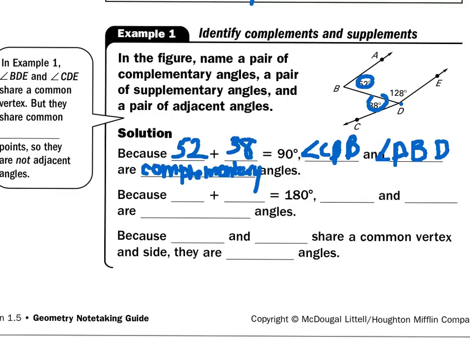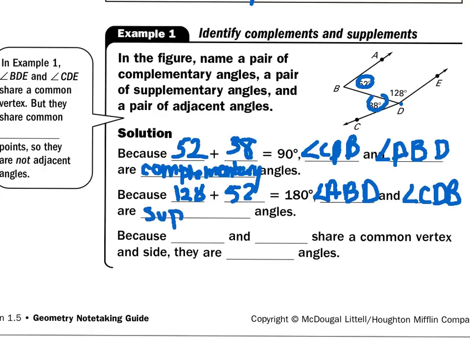Okay, what two add up to 180? We have the 128 one and the 52 one. So those are angle ABD and angle CDB, and they are supplementary.